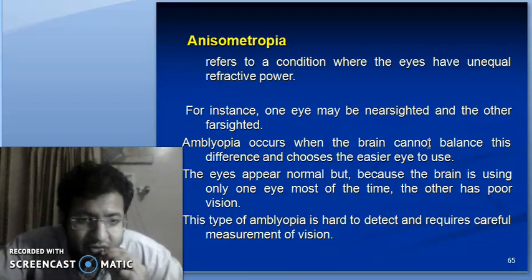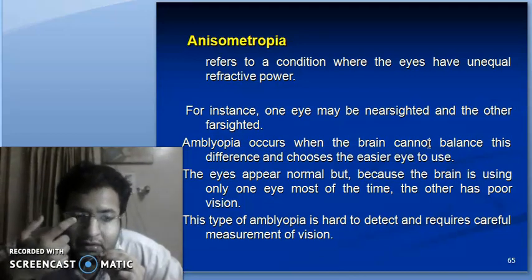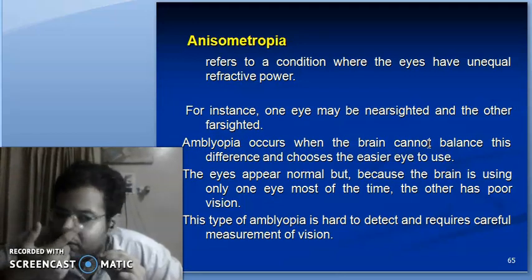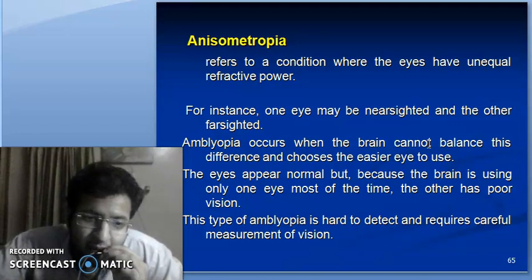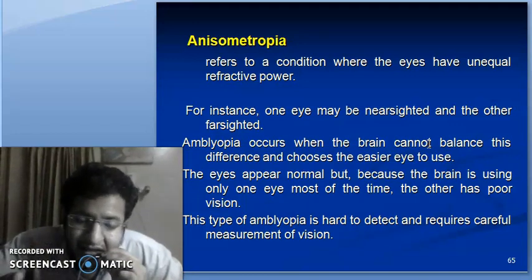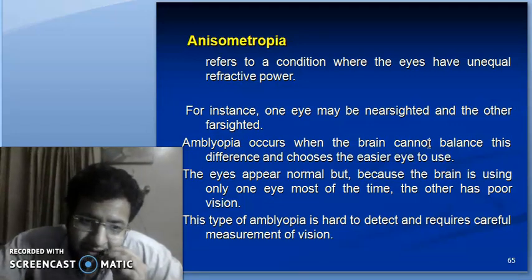Anisometropia is the second cause of amblyopia, and it refers to the condition where the eyes have unequal refractive power. For example, I might be using -1 diopter in this eye and about -6 diopters in the other eye, and this is referred to as anisometropia, that is, the two eyes have unequal refractive power. For example, one eye may be nearsighted, that is myopic, and the other farsighted, that is hypermetropic. This is an example of anisometropia.